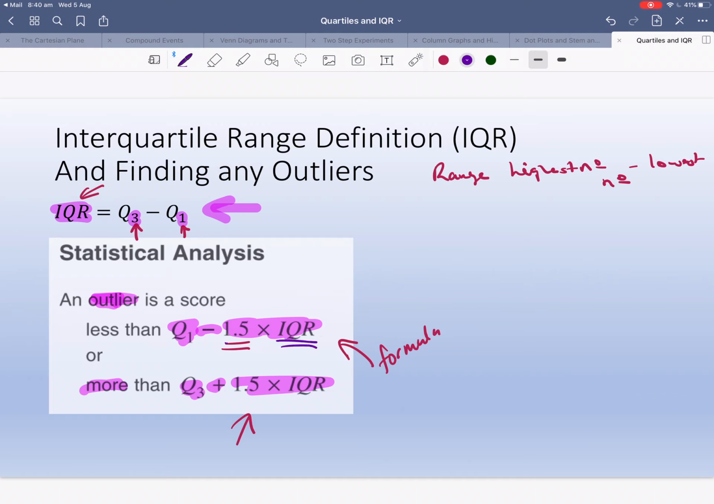Interquartile range times 1.5, and then we add it or subtract it to our upper or lower quartiles accordingly.